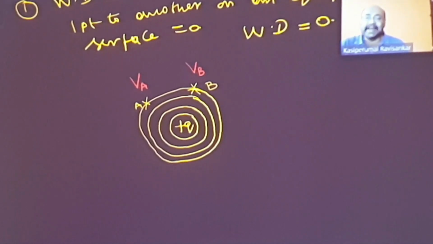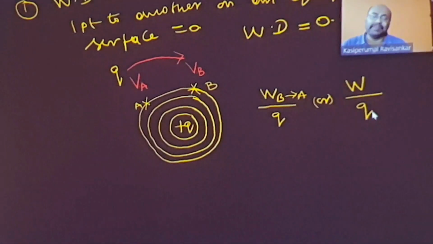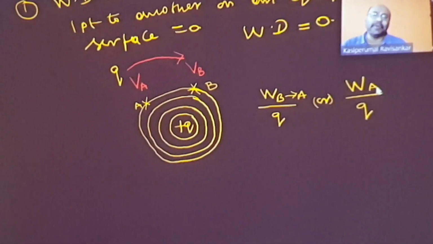Now consider another charge. You take a charge Q to move from point A to point B. So in order to move it, what is the work done? We have already studied that the work done in moving a unit charge from one point to another, as per my diagram, is the work done divided by the given charge, from point A to point B.